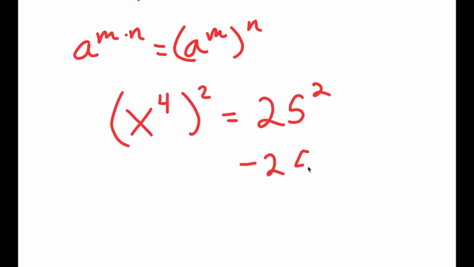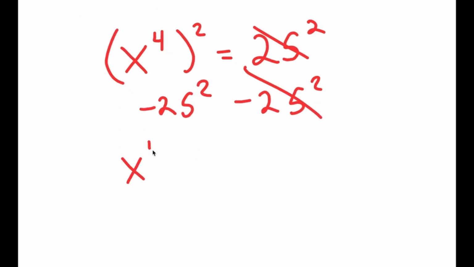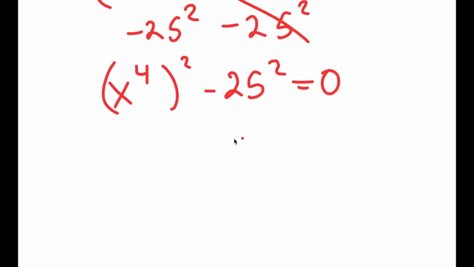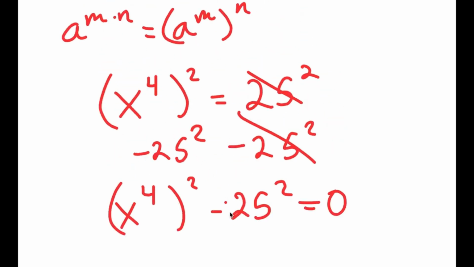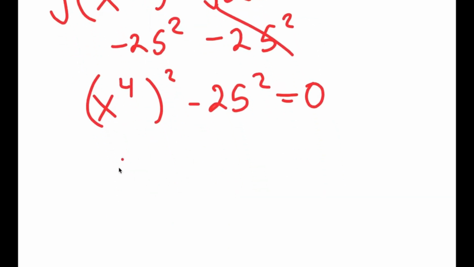Now I'm going to subtract 25 squared on both sides. So these two cancel out, and I get x to the power of 4, to the power of 2, minus 25 to the power of 2 is equal to 0. And before we actually do this, I'm actually going to take the square root on both sides so I can cancel these 2's out. So I get x to the power of 4 minus 25 is equal to 0.